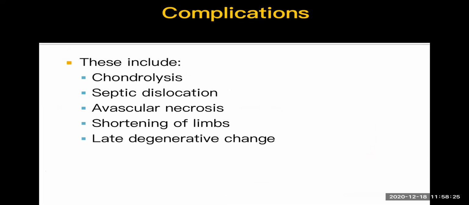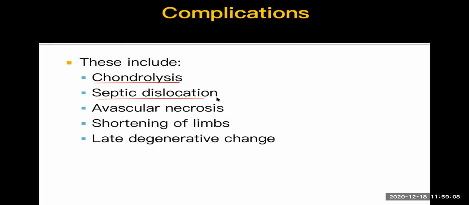Now, the final part is the complications. What complications can occur as a result of septic arthritis? See there. These complications include chondrolysis. What is the meaning of chondrolysis? Yes? Sir, the breakdown of the cartilage, sir. Exactly. Lysis of cartilage. Lysis or breakdown or destruction of the cartilage. This is one of the parts of the disease itself. And as a result of this, there is a high chance of fusion of the joint later on.